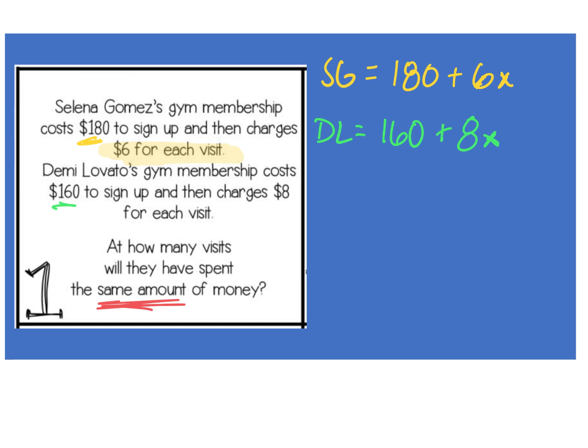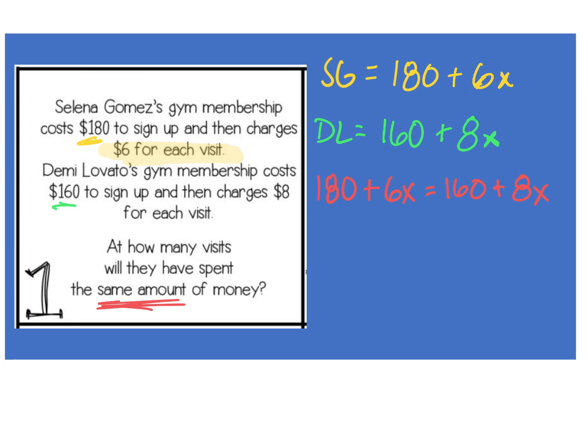Equal. You're 100% correct. So to figure out when they've spent the same amount, that means the two scenarios have to be equal. So I would go 180 plus 6x equals 160 plus 8x. Can y'all see that? Or do I need to use a different color? You can see it? Does that help or hurt? Helps. Perfect. Okay.